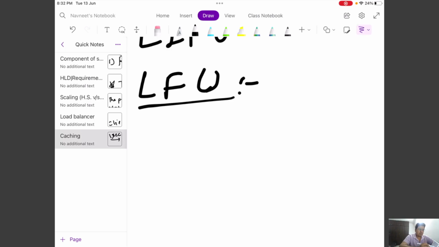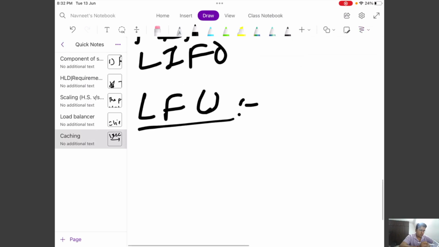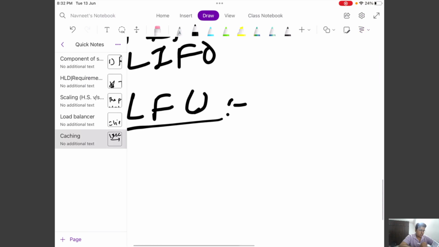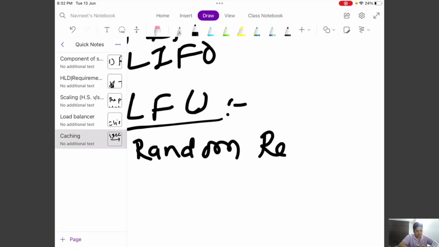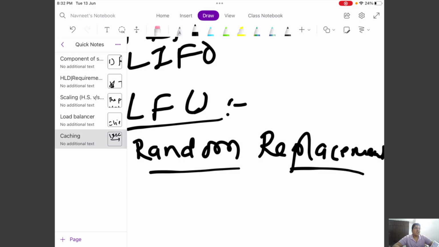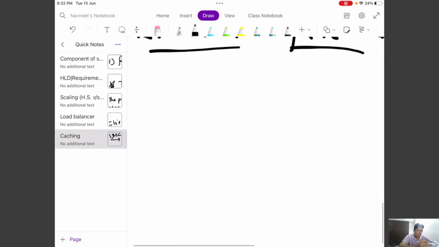Then other is random replacement. So anything you can replace. It depends on the problem statement. So this is one thing. Now, when will your cache be invalidated?